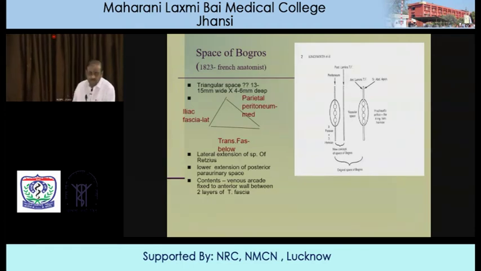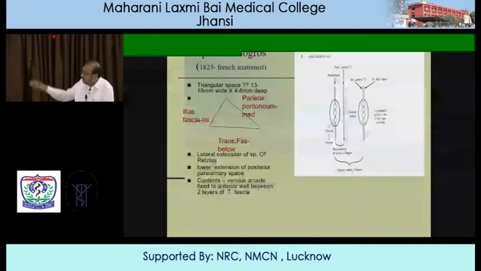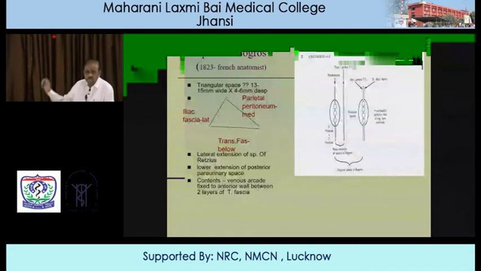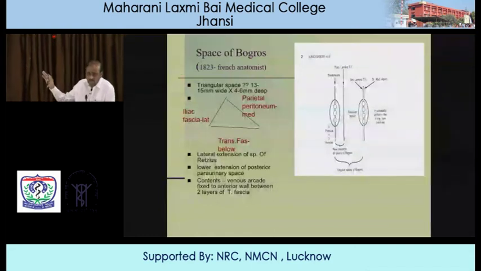Is it a large space? No, a very small space. See? How much? 13 to 15 millimeters wide and 4 to 6 millimeters deep. It's only 1.3 centimeters and 1.5 centimeters. Hardly this much. Why is it known as the space of Bogros? Bogros was a scientist or a surgeon who first tried to approach the external iliac vessel.